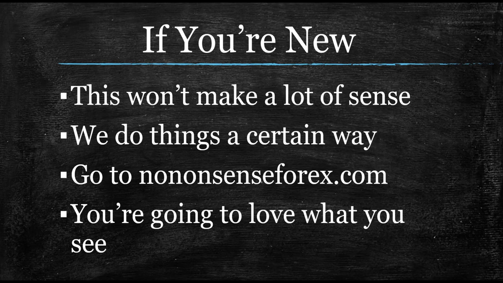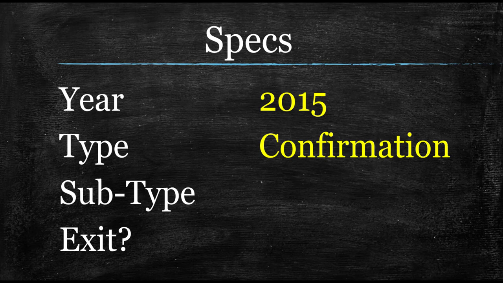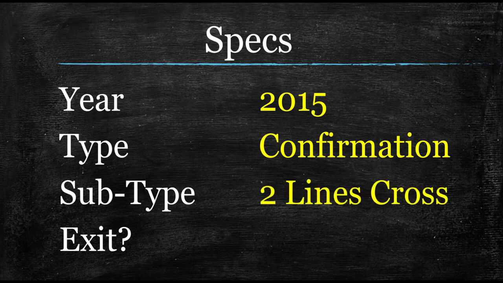Now, if you're already caught up, let's go over the specs. For the PMO, the year is going to be 2015. The type is going to be a confirmation indicator. Subtype's going to be a two lines cross. We have not done two lines cross in a little while. But as far as exits go, it could be a good one.